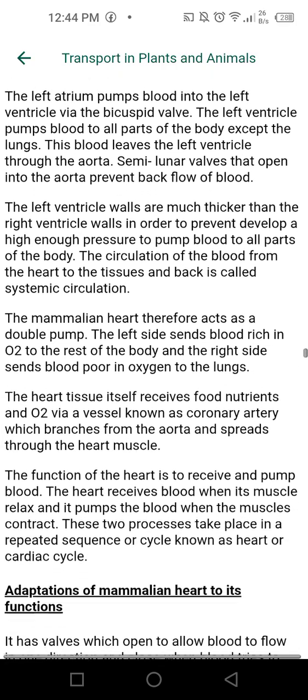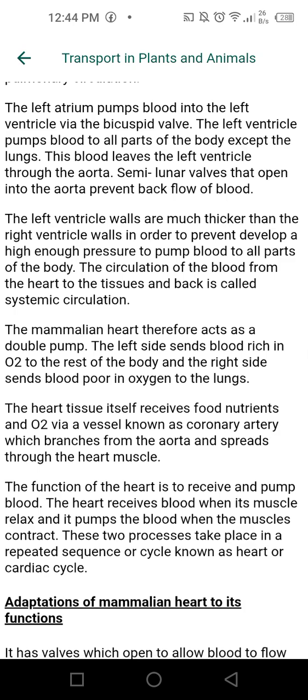The left ventricle pumps blood to all parts of the body except the lungs. This blood leaves the left ventricle through the aorta. Semi-lunar valves that open into the aorta prevent backflow of blood. The left ventricle walls are much thicker than the right ventricle walls in order to develop a high enough pressure to pump blood to all parts of the body. The circulation of the blood from the heart to the tissues and back is called systemic circulation.